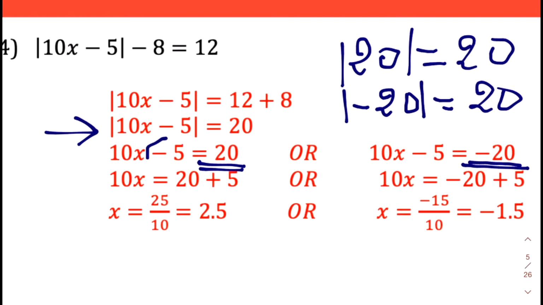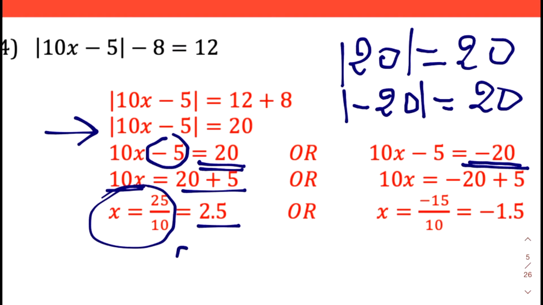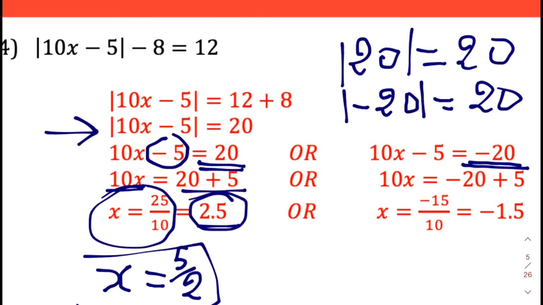Okay, here you have -5, so you have to add 5, and you get 25, and then divide by 10, you get 25 divided by 10, which is 2.5. As fraction, you might get an option 5/2. So it depends on how they give you the option in the exam. They can give it to you as a fraction, they can give it to you as a decimal. Make sure you know that both of them are the same.